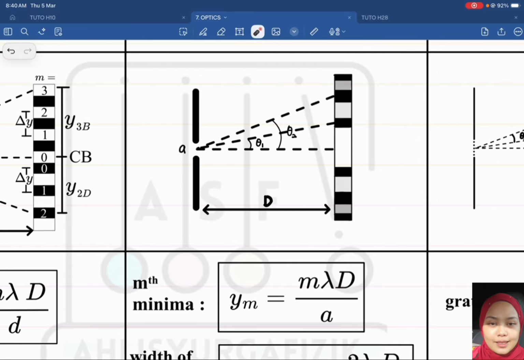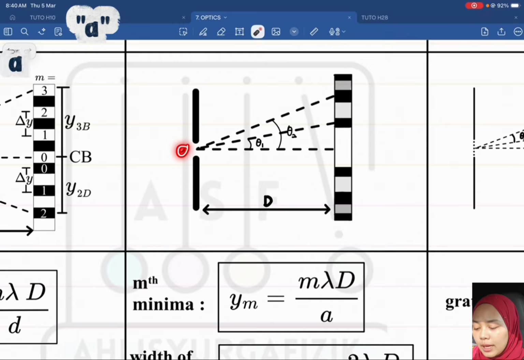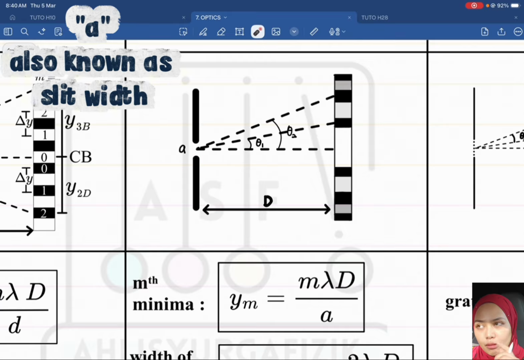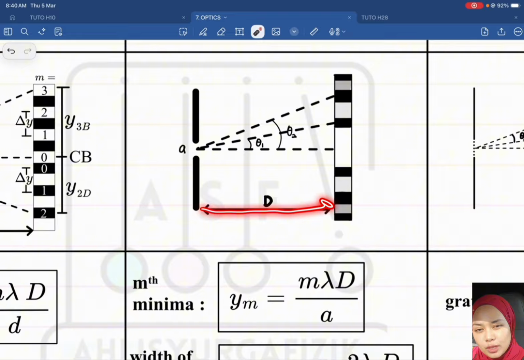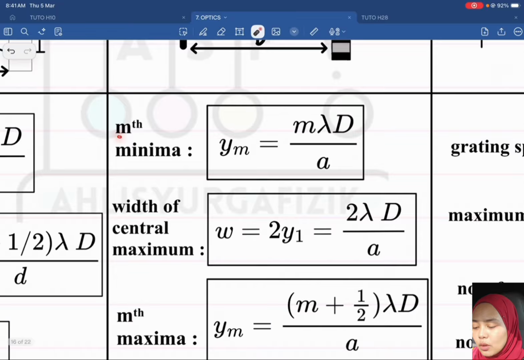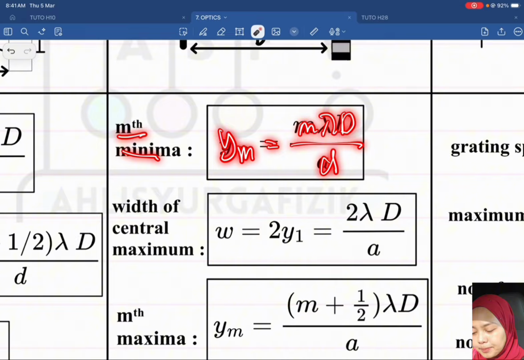Let's go to the technicality of the single slit pattern. A is the aperture, or the opening of the single slit, and the distance between the opening and the screen on which to observe this pattern is called capital D. So let's go to the mth minima. Y_m equals m lambda D over A.